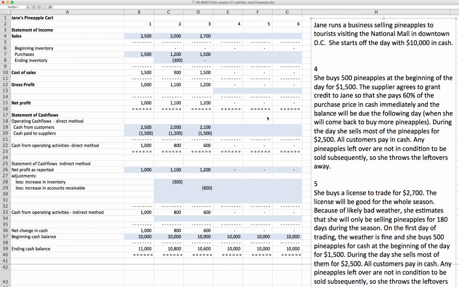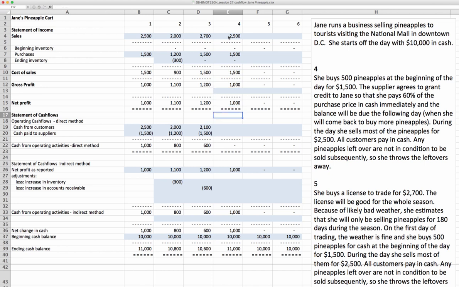So again, we can do a fairly straightforward statement of income, which is that the sales revenue is the $2,500. We're told that she sells most of the pineapples for $2,500. The beginning inventory again was zero. The purchases were $1,500. We're told that there was zero ending inventory because anything left over had to be destroyed. So the gross profit is $1,000. There are no other expenses in this case, and so the net profit is $1,000.